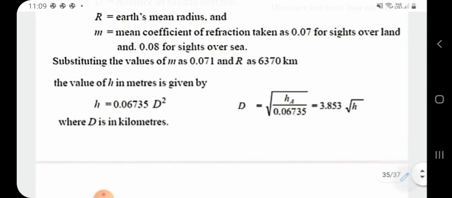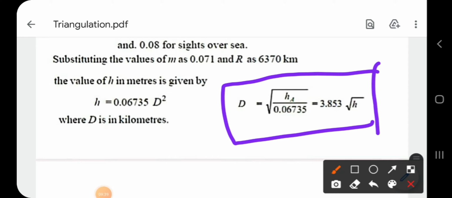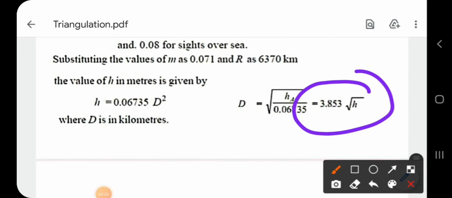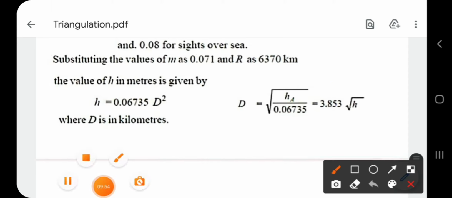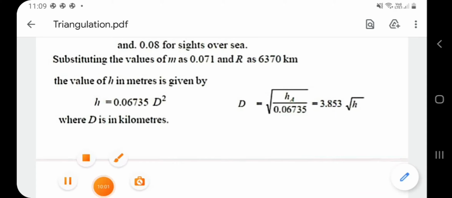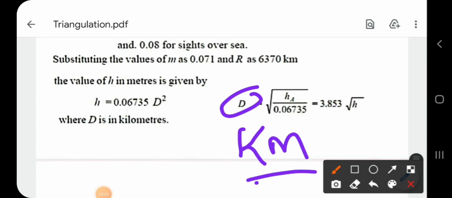Similarly, for finding the horizon distance, if you already know the height of the station, then we can find the distance of horizon, which is equal to 3.853 into root h. So these two equations are important. Here also, substituting the value of h in meters, we will get the distance of horizon in kilometer.